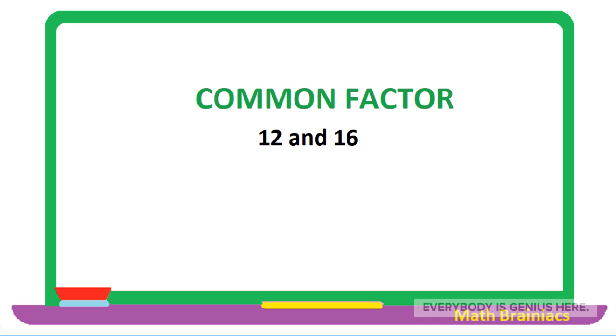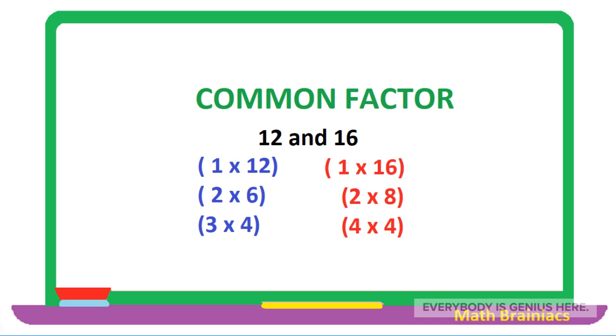Let us take number 12 and number 16. The factors of 12 are 1 and 12, 2 and 6, and 3 and 4. While the factors of 16 are 1 and 16, 2 and 8, and 4 and 4. Number 2 is a common factor of both 12 and 16. Moreover, 4 is a common factor also of 12 and 16. Therefore, we have two common factors of 12 and 16. It is 2 and 4.